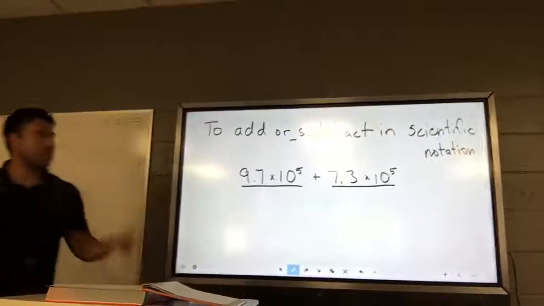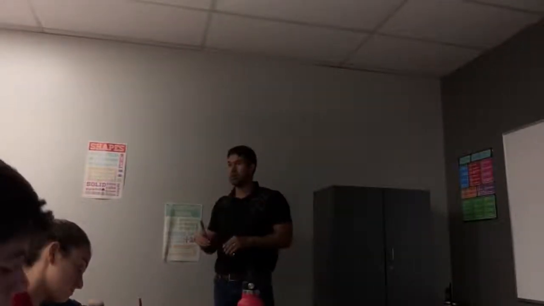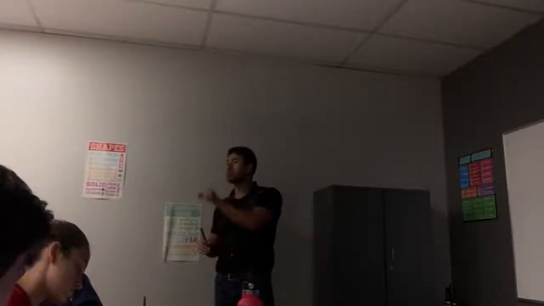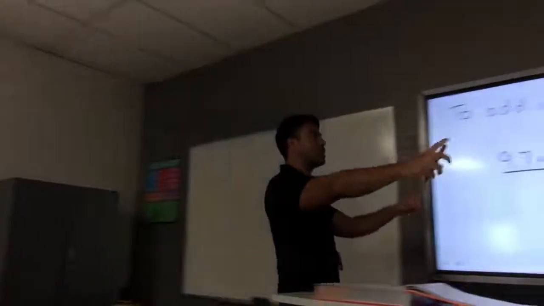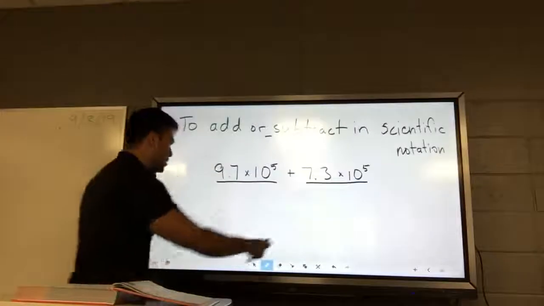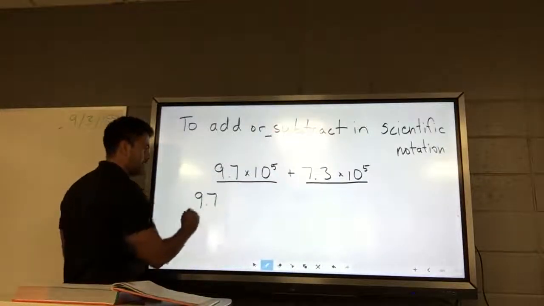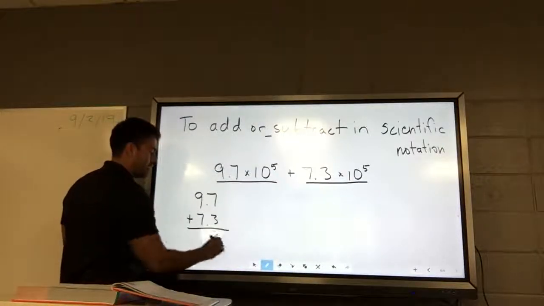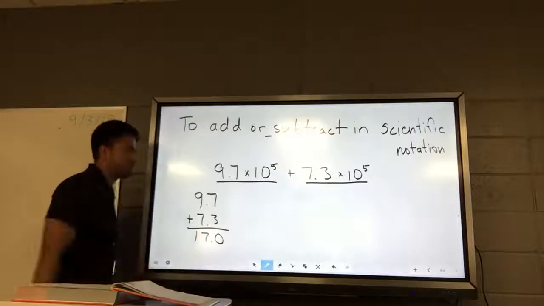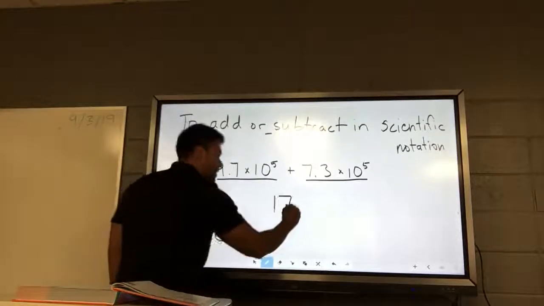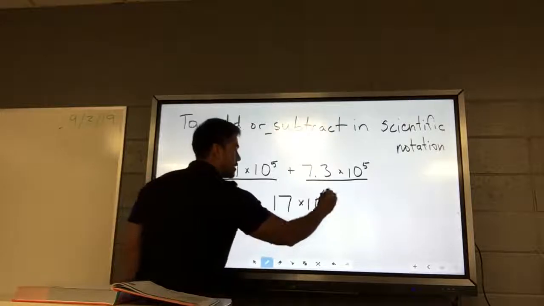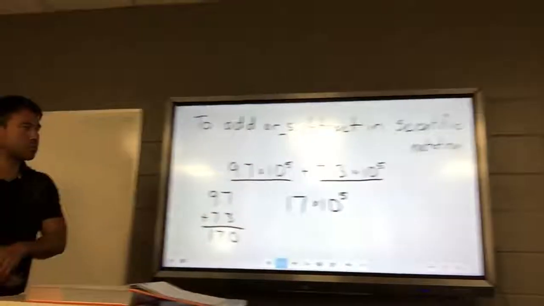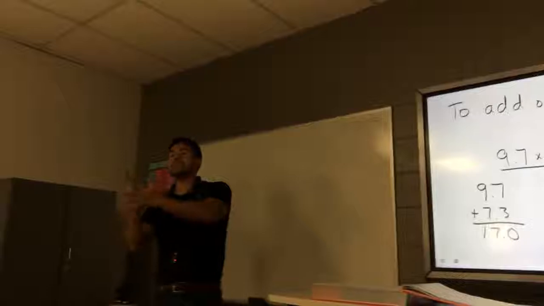Anyway, look at these two scientific notation numbers. Do they both have 10 to the 5th power? Do they have the same power of 10? If yes, you can just add these two numbers together. So 9.7 plus 7.3, 17.0. So you get 17 times 10 to the 5th. You just add those two numbers together. But is that proper? No.